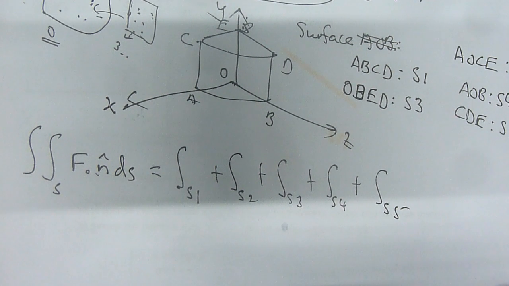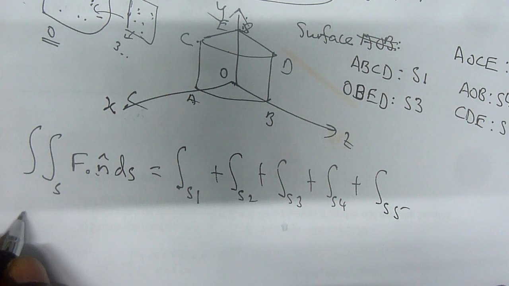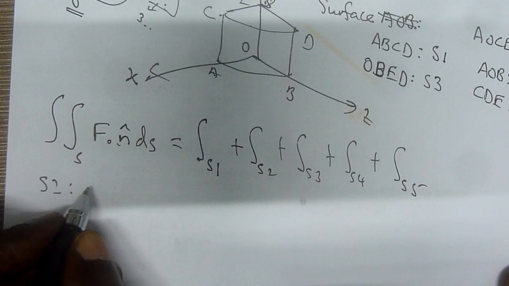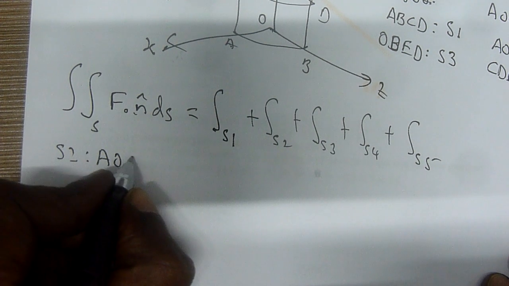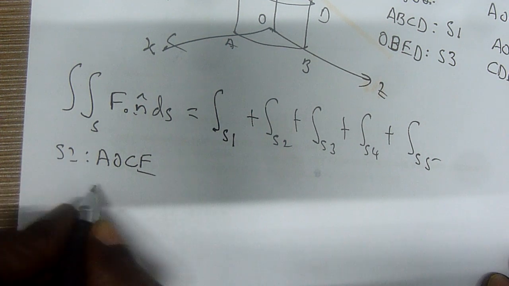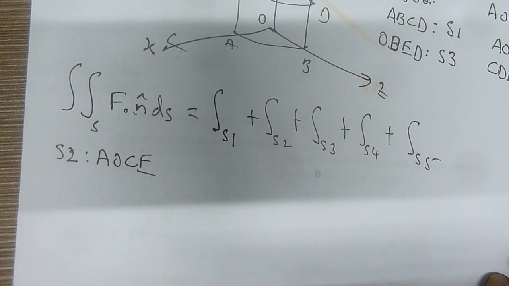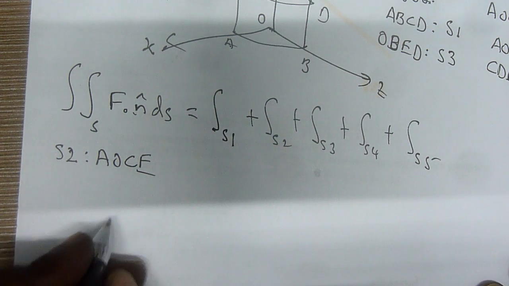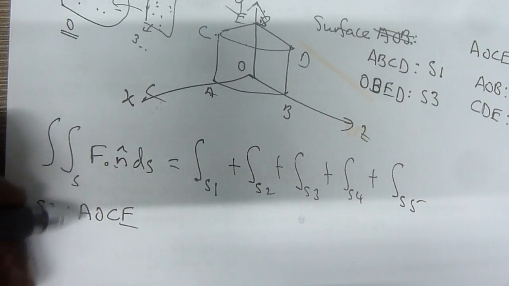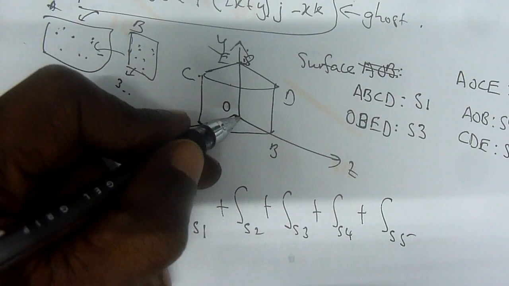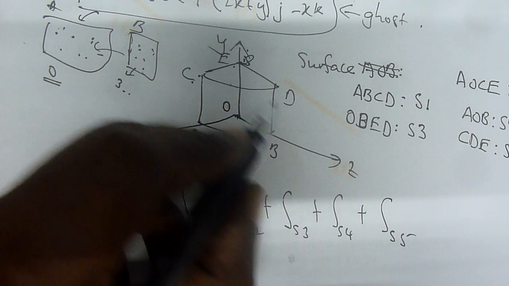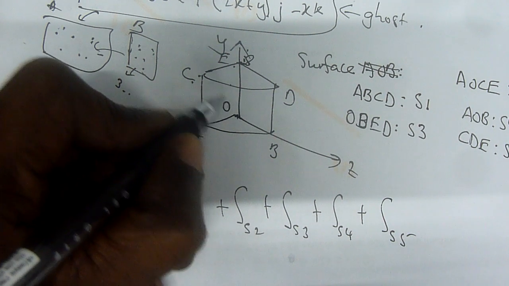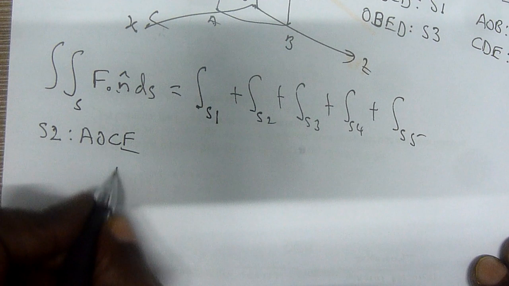The simple one that I'm going to introduce to you, we're going to calculate S2, A O C E. We're going to calculate this surface integral for this. First, when I calculate the surface integral for this, let me sketch. You see this first, A O C E. We are interested in this surface. Let me sketch this surface first.